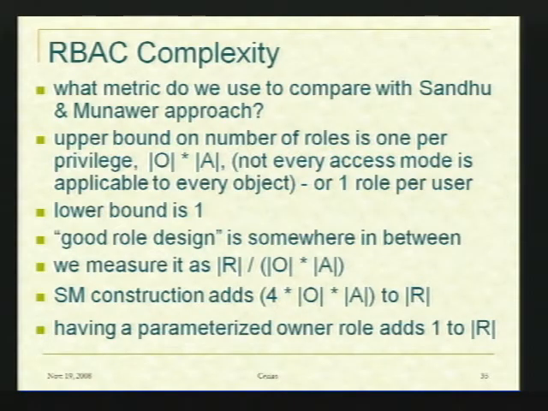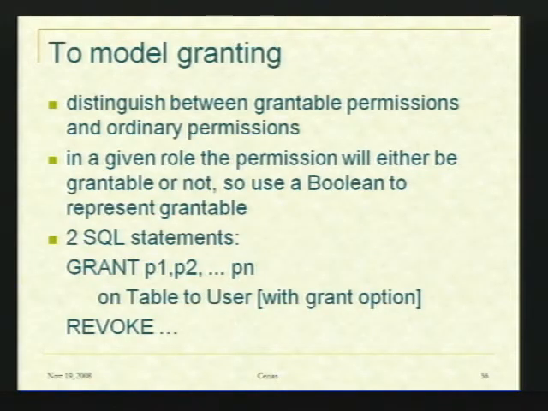So the right answer is somewhere in between, right? And this is still a controversial area, which we were discussing last year at SACMAT. So we've decided to measure the number of roles we end up with divided by the number of permissions or privileges. So the original Sandhu and Munawer construction for general liberal DAC actually adds 4 roles for every permission, which is huge. Okay? Having parameterized owner roles adds 1. So we've got a huge improvement there.